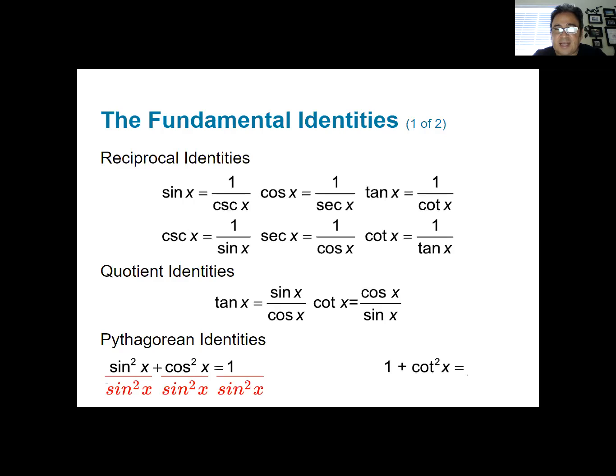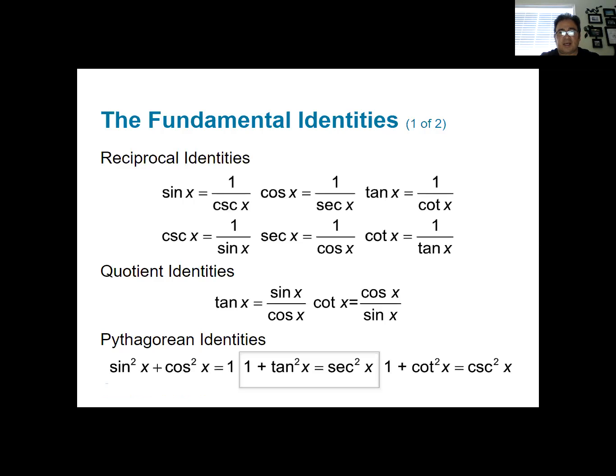So that makes this last one cosecant squared of x, because this last one is 1 over sine. 1 over sine is cosecant, so that's going to make it cosecant squared of x. I'll give you a minute to write those down, right?